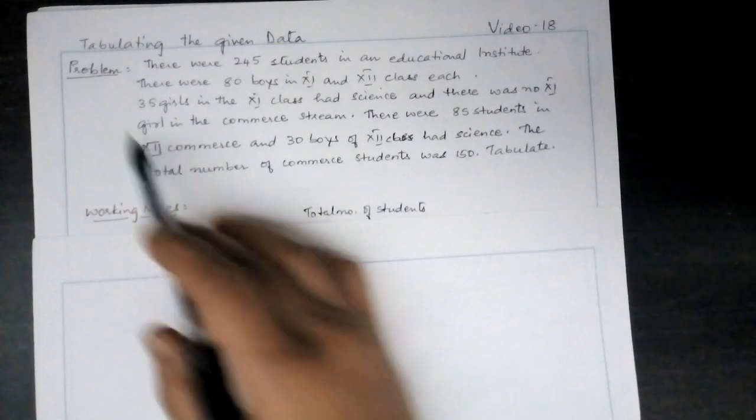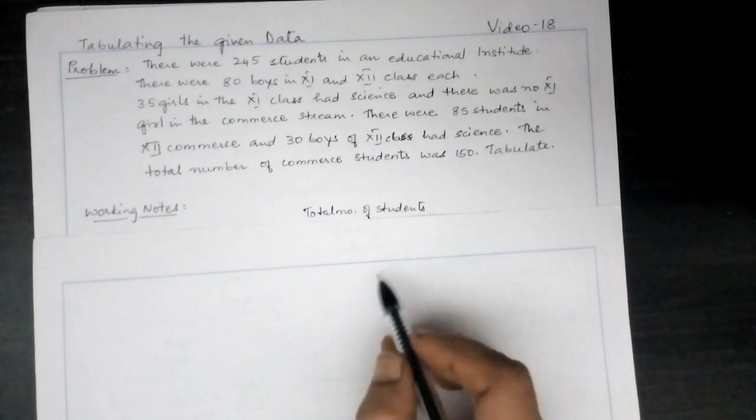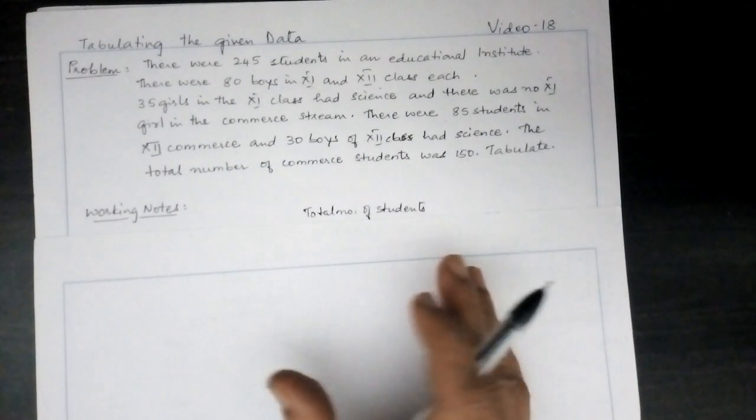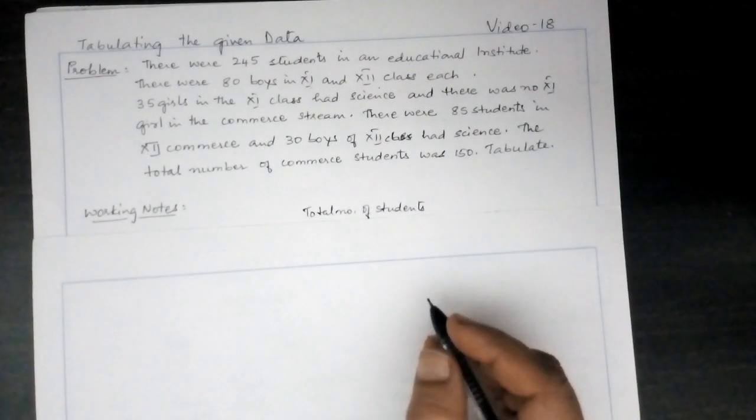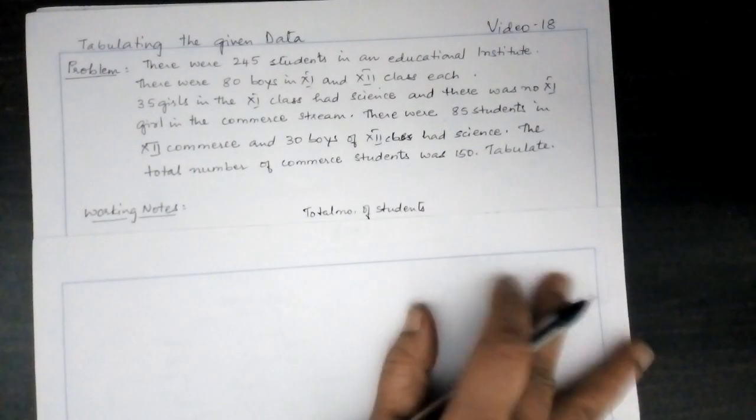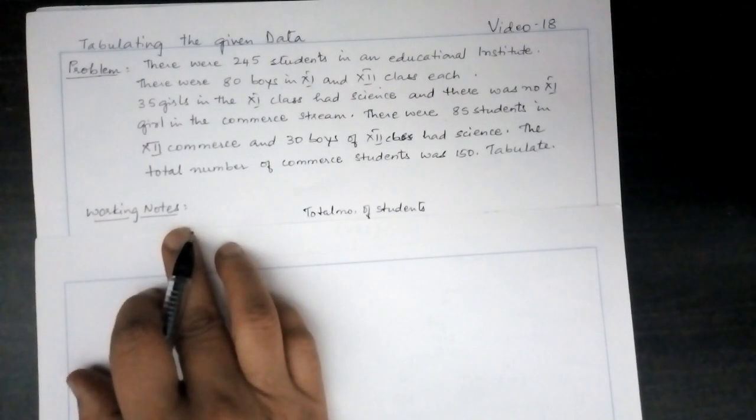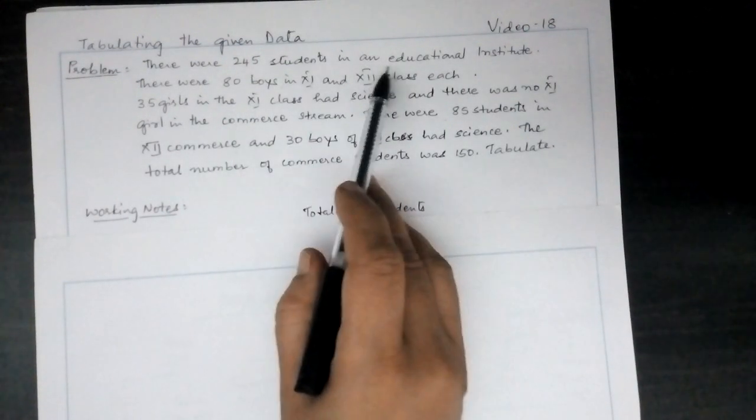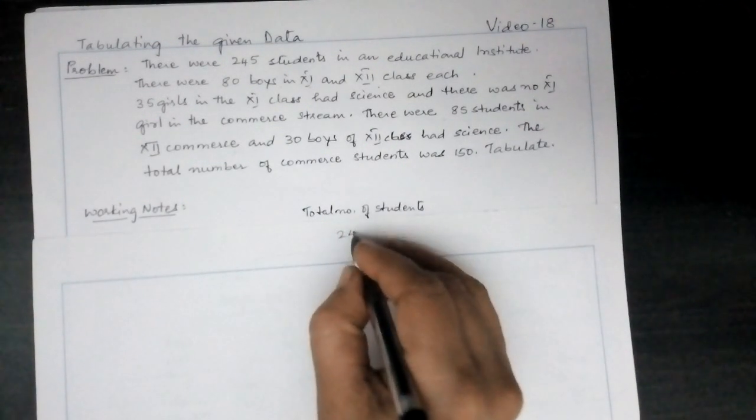Tabulate. This type of data is called textual form of data. Now the text is fine, but it is difficult to compare the given data or analyze the data. Hence a table gives us a better picture of this type of data. So to form a table, we need to first make a working note. So let's see what is given in the beginning. He says there were 245 students in an educational institute. So the total number of students given to us is 245.